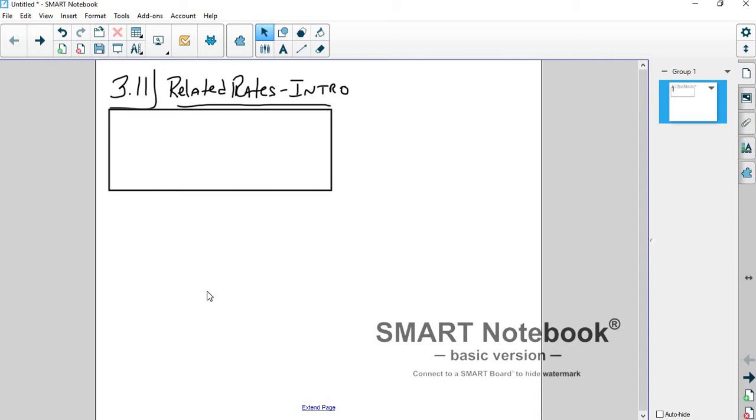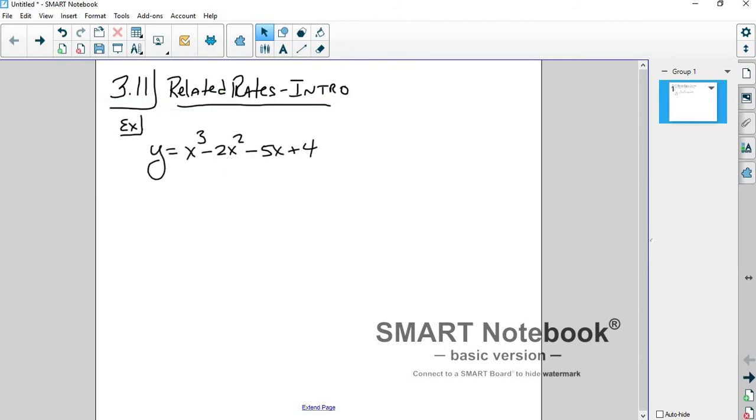Anyway, let's get started. So what's the idea of related rates? Related rates is this concept that every variable pretty much can be thought of as dependent upon time. So for example, y equals x cubed minus 2x squared minus 5x plus 4. Normally, the way we think of this is that x is the independent variable and y depends on x. But what we're really going to think about now is the fact that both x and y are dependent upon what time it is.